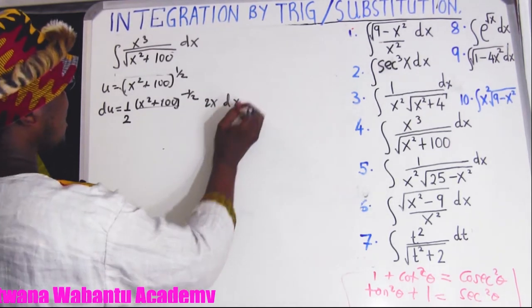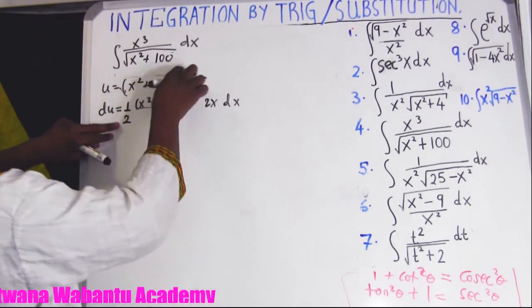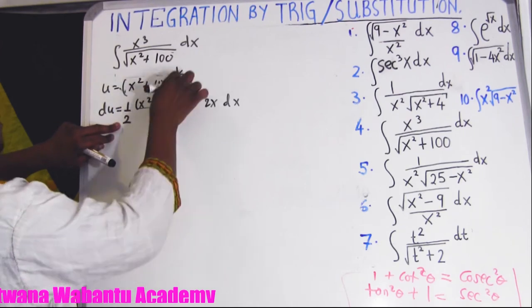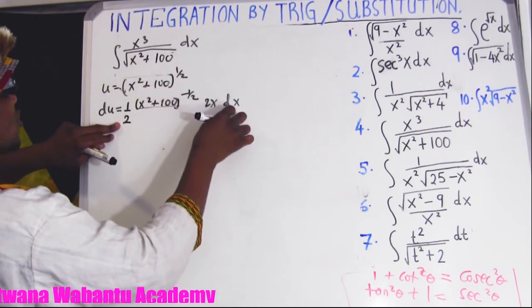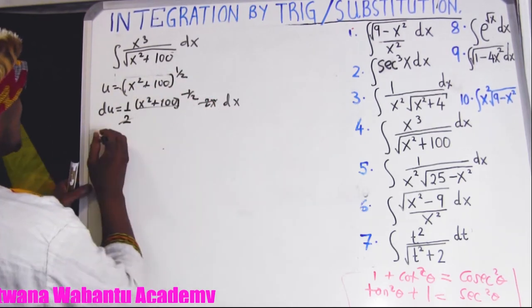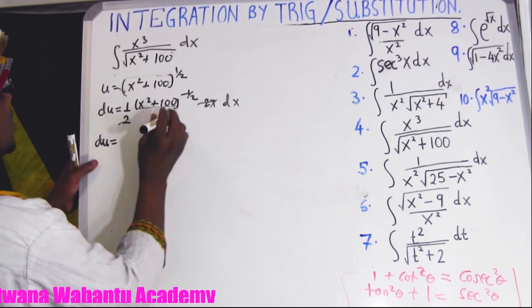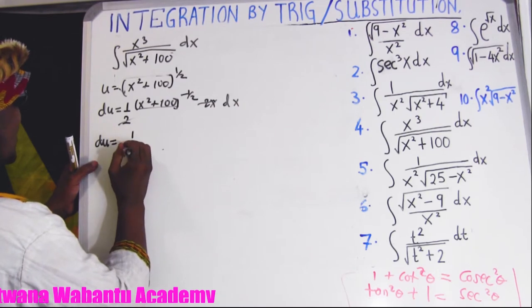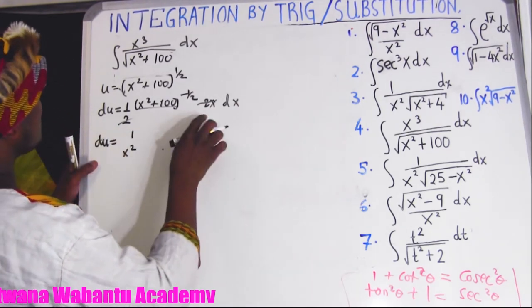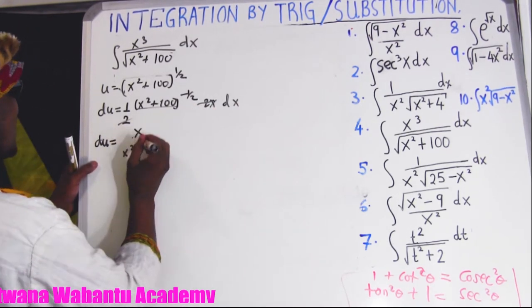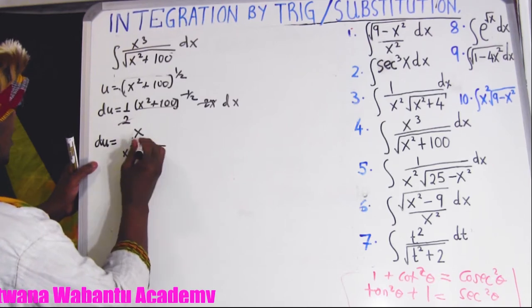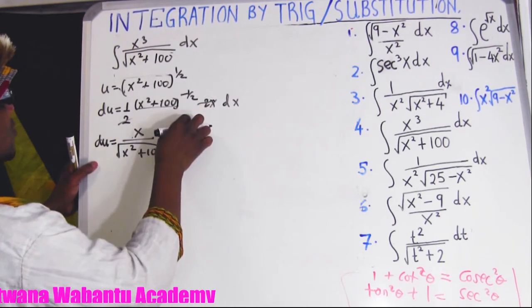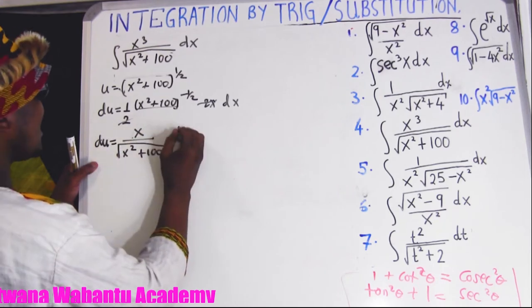You can differentiate slowly, okay? Half goes to the front, take everything, minus 1 is going to be negative half, and then differentiate the inner, which gives you 2x. 2 and 2 cancel. So this makes du equal to x over the square root of x squared plus 100, because the negative goes to the bottom and it's going to be a positive half, so the square root of x squared plus 100, and then dx.